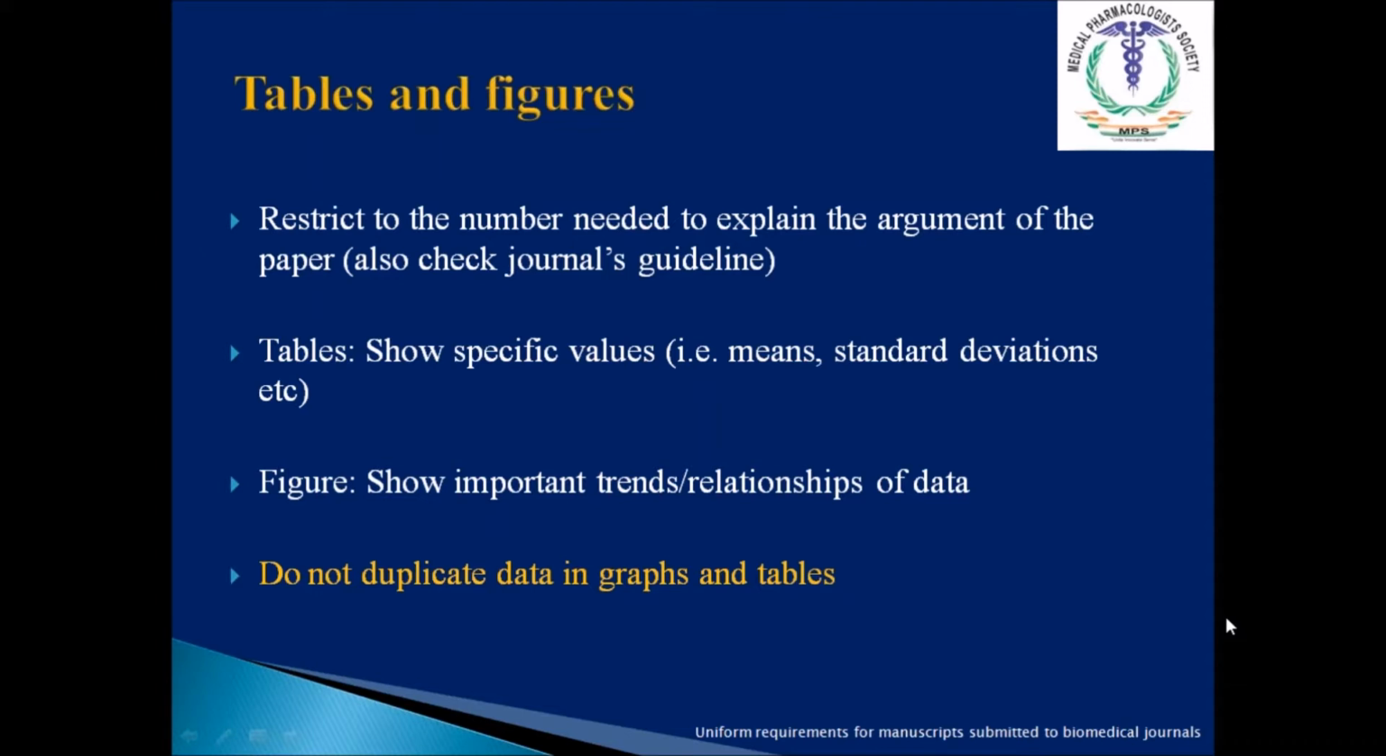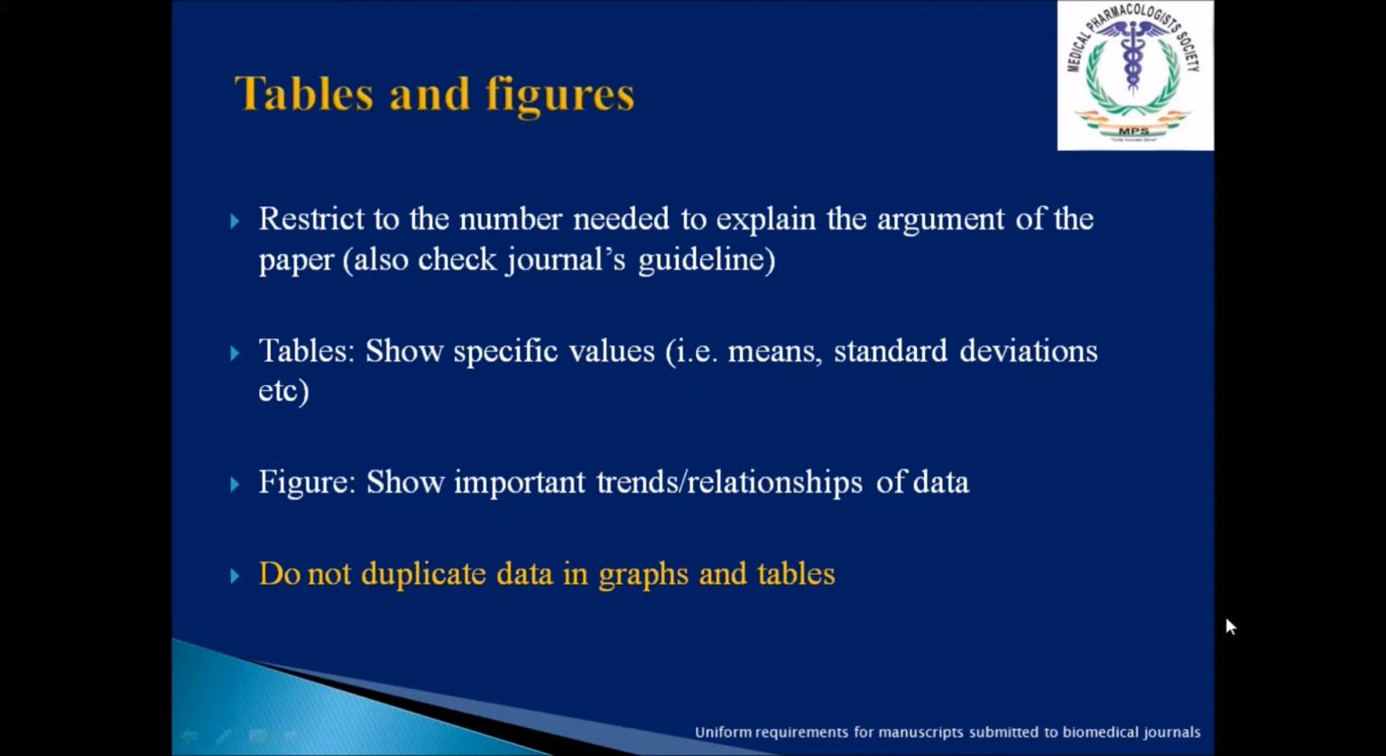Generally we use tables for giving means, standard deviations, or other numbers. So tables are used for giving specific values, whereas figures are used for showing trends or relationships between the data. So figures are used for showing relations.